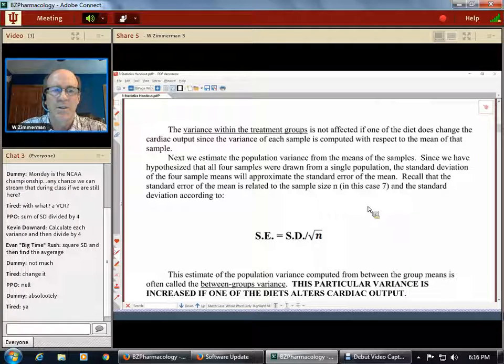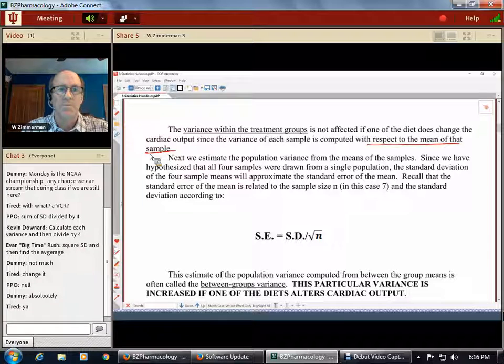And as I mentioned, the variance within the treatment groups is not affected if one diet does change the cardiac output, since the variance of each sample is computed with respect to the mean of that sample. So a mean that's way off doesn't matter. But now we can estimate population variance from the means of samples, from that last line down there. And we've hypothesized all 4 samples were drawn from a single population, meaning the diet didn't affect their cardiac output. Standard deviation of the means will approximate the standard error of the mean.